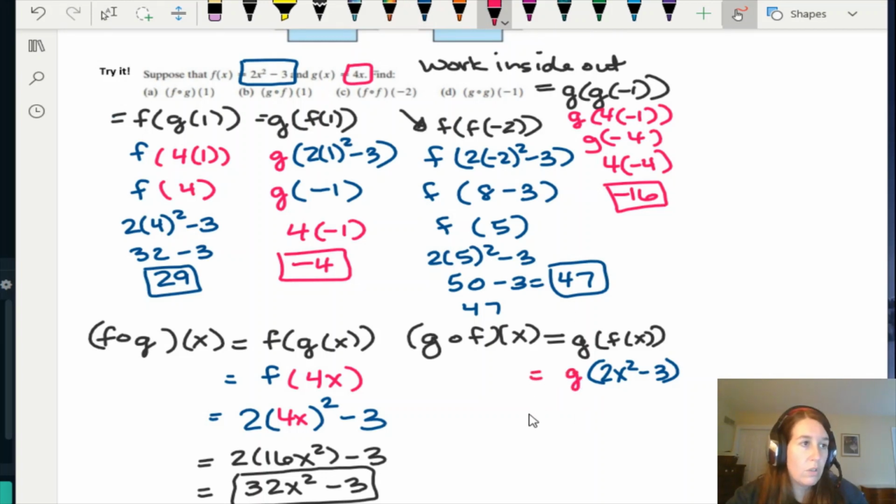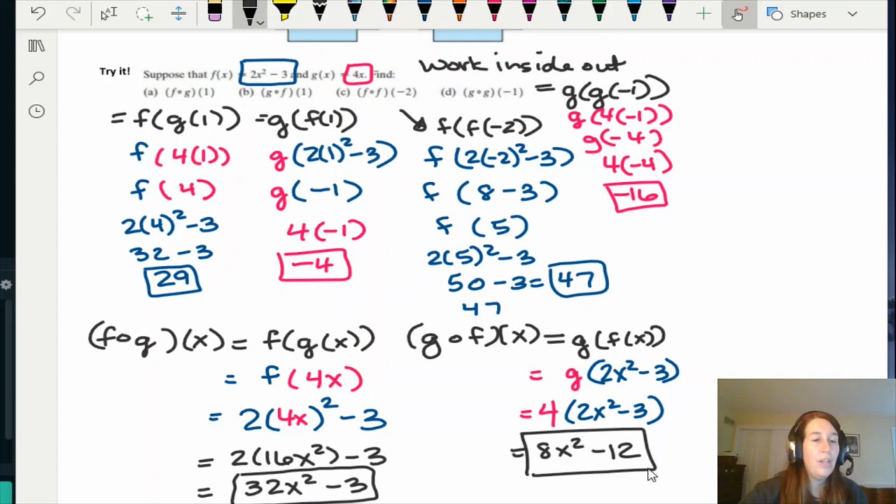So in the g function, that's just 4 times x. So 4 times this stuff, 2x squared minus 3. This is that important step to understand. This is the f function plugged into the g function. All right, then we could simplify that a little bit. It's 4 times both these numbers, so that's 8x squared minus 12.